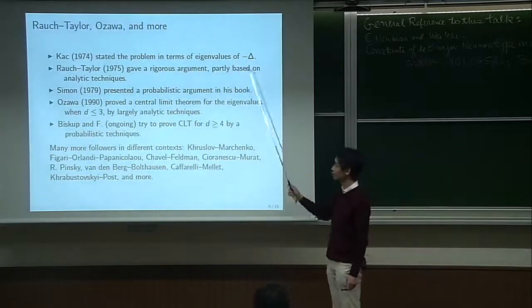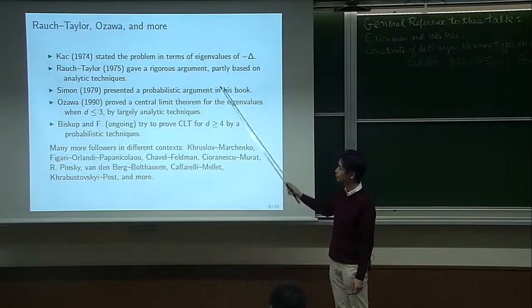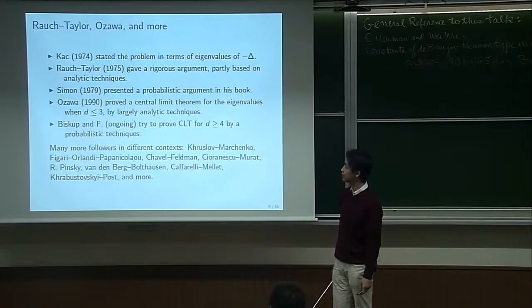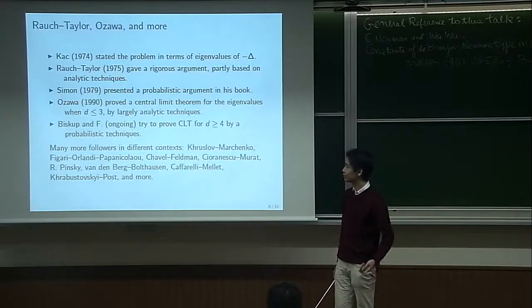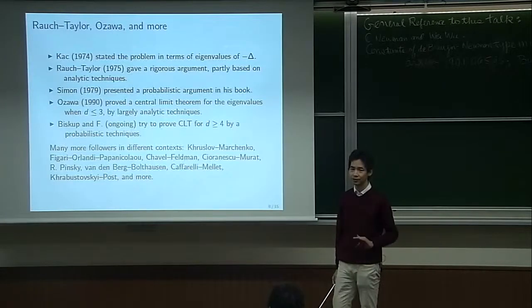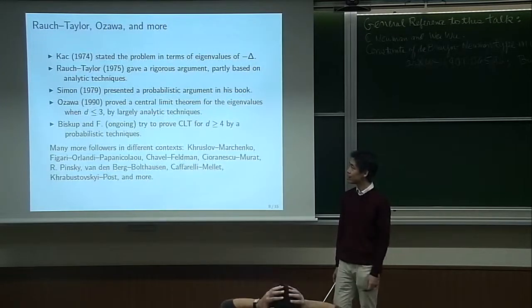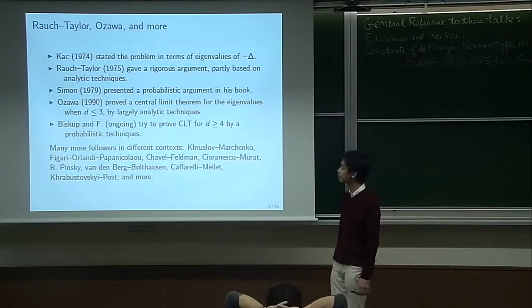Well, actually, Kac didn't carry out all those mathematical details. And the first rigorous proof was given by Rauch and Taylor. Well, Kac gave a talk in 1972, so it took maybe 3 years. But anyway, Rauch and Taylor gave a rigorous argument. Partly it's based on analytical techniques because they were not able to really compute the second moment. And even later, Barry Simon presented a completely probabilistic argument in his book. That is very nice.